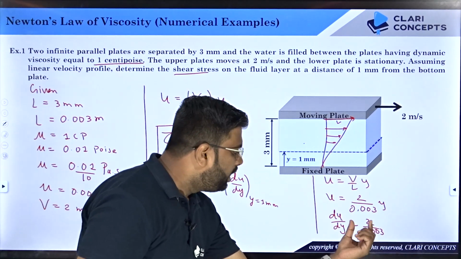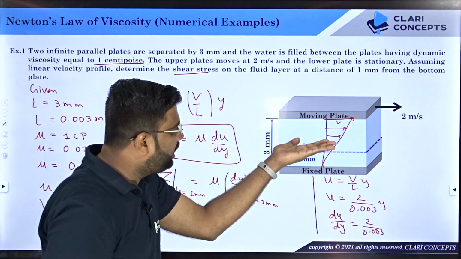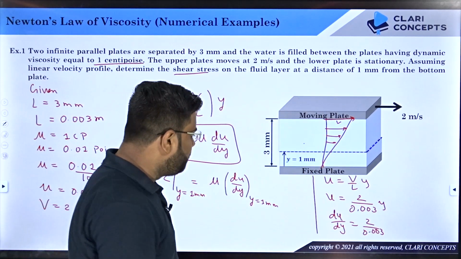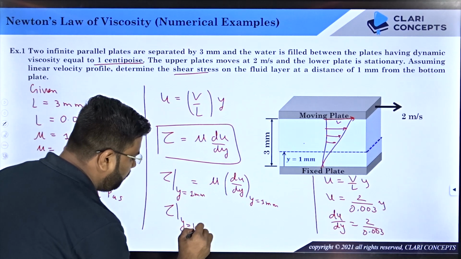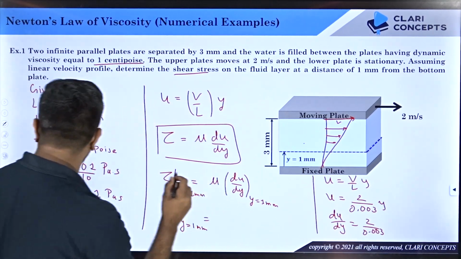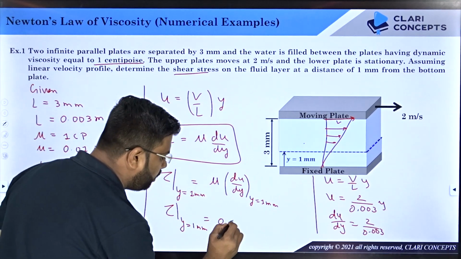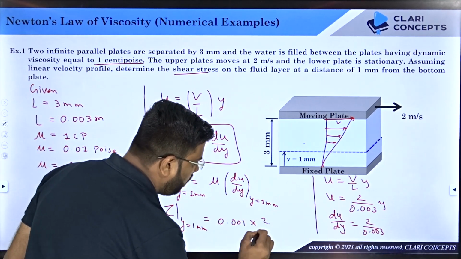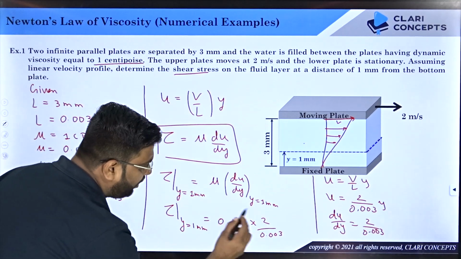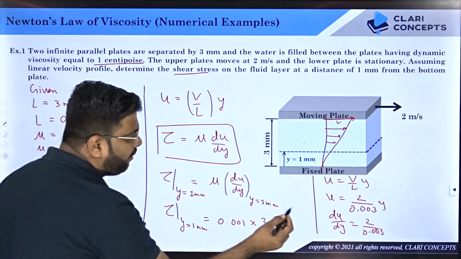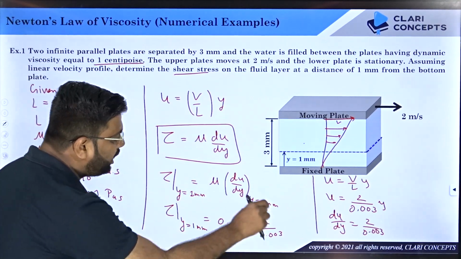Now in this case, du by dy is a constant term. What does it mean? It means that du by dy is not changing with respect to y. It is the same at all the layers. So if I put this value over here, tau at y equals 1 mm equals mu, which is 0.001 in SI units, into 2 divided by 0.003. Now if you see, there is nowhere y in this equation. If there were a y in this equation, I would put the value of y in that equation.